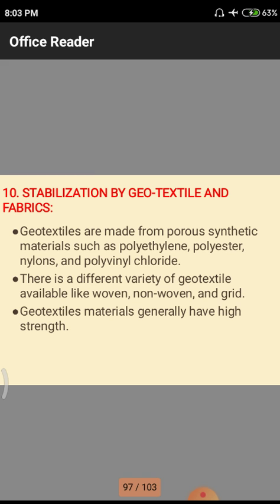Such as polythene, normally polyethylene, it is a polymeric material. And next one, polyester, it is also a polymeric material. And nylons, it is one kind of plastic thread. And PVC, that means polyvinyl chloride. Normally in our construction works, most of the pipes are made up of this polyvinyl chloride.